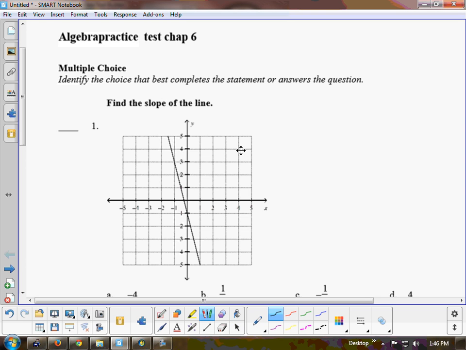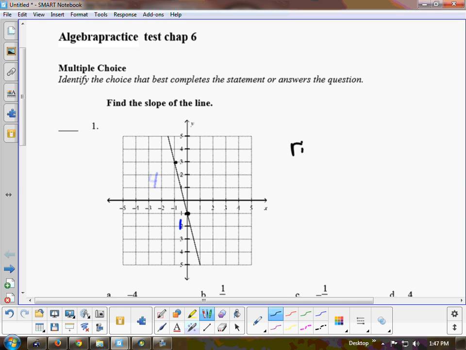You're just going to identify where the line crosses the grid in the x and y direction, and then you're just going to count. Again, make sure it crosses right on the grid, and you're going to count 1, 2, 3, 4. That's down 4 and over 1. So my answer is going to be down 4.